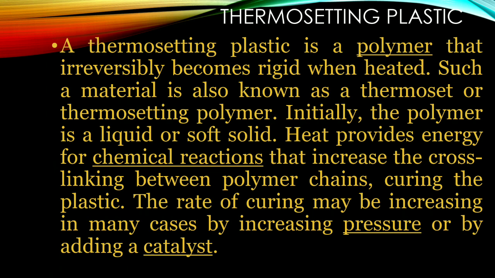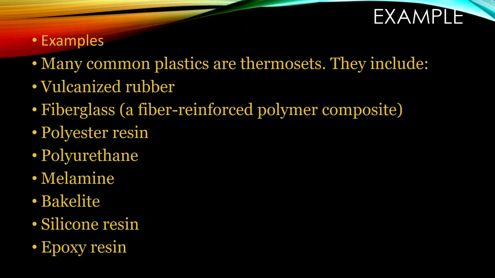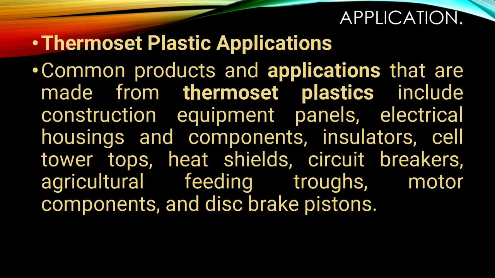Usually thermoset plastics form a 3D structure once curing is over. Many plastics are thermosets. Examples include vulcanized rubber, fiberglass, polyester resin, epoxy, and silicone resins. These are a few examples of thermosets. Thermoset applications include construction equipment, panels, electrical housings, components, insulators, circuit breakers, agriculture feeding, motor components, disc brakes, and pistons.